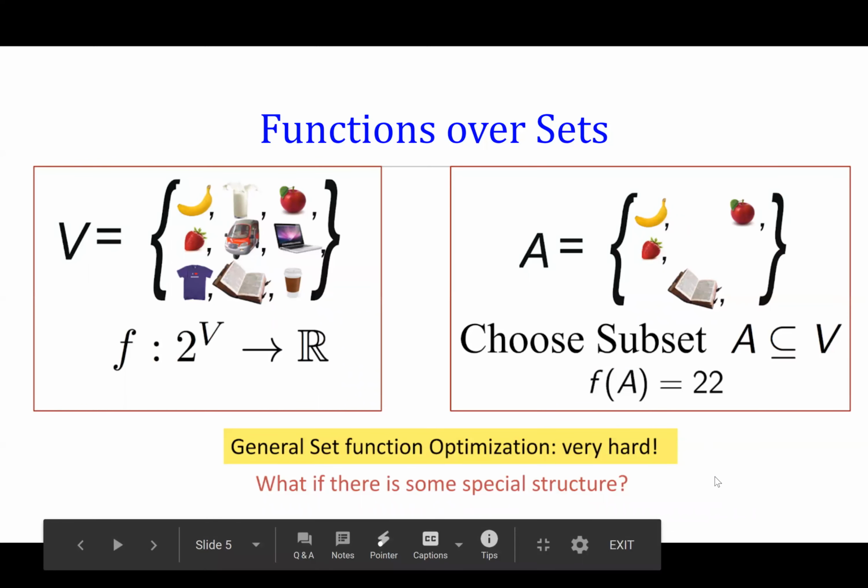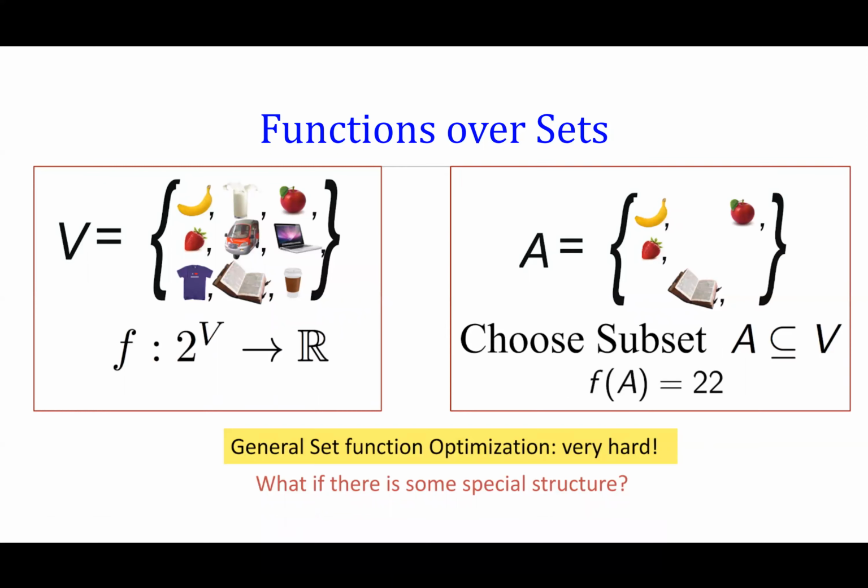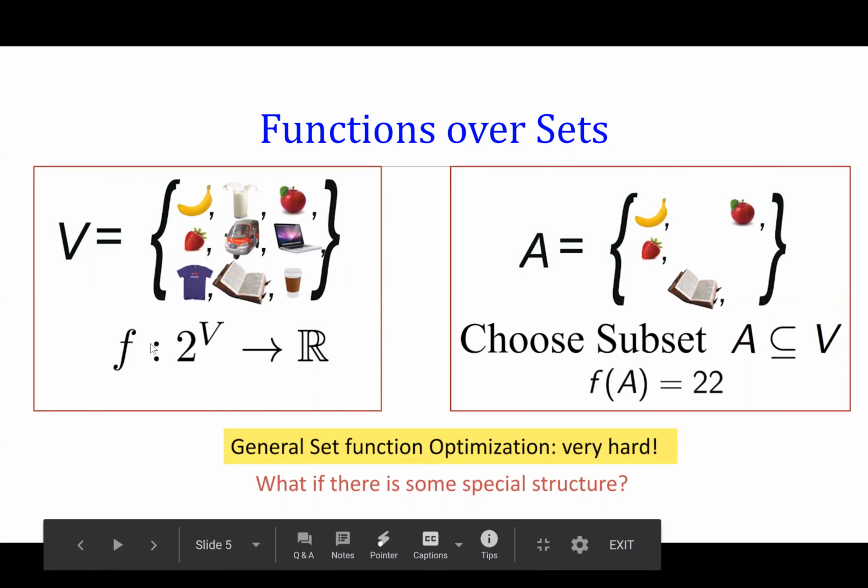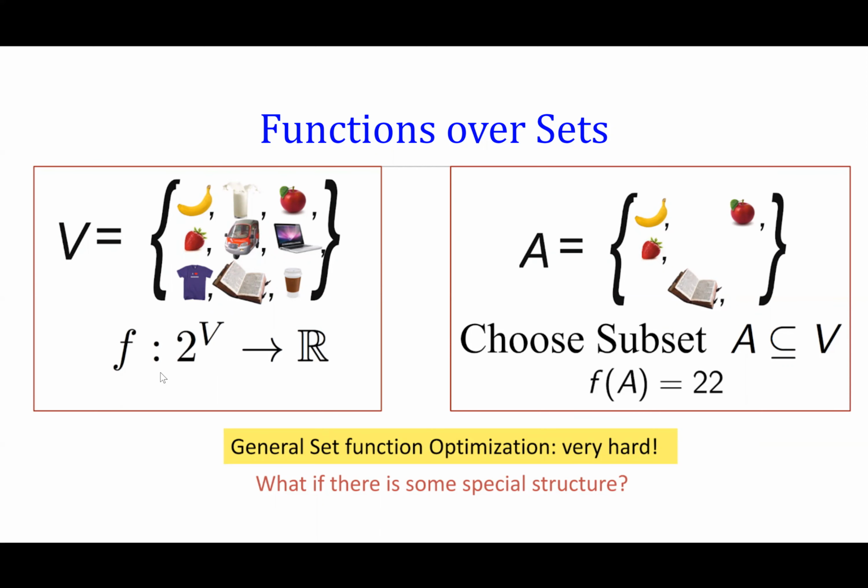So functions over sets. To be a little bit more specific, we define f as a function from 2 raised to V to R. So given a ground set of items, you have a subset, and for every possible subset in 2 raised to V, you have a value associated with the subset. A general set function is very hard. So what are some special structures that we can exploit?